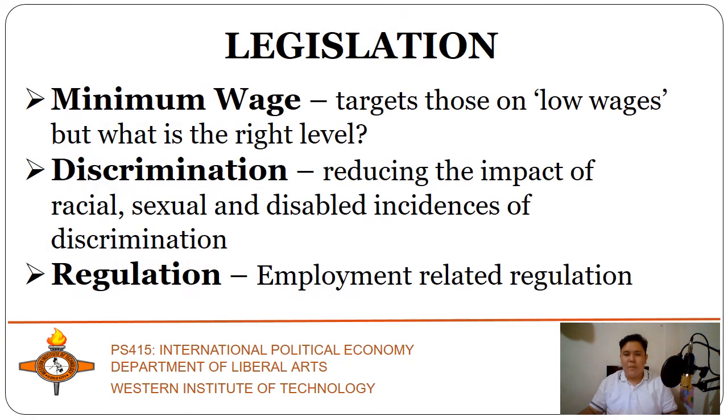Legislation. Minimum wage targets those on low wages. But what is the right level? Discrimination legislation reduces the impact of racial, sexual, and disability discrimination. Last is regulation: employment-related regulation.